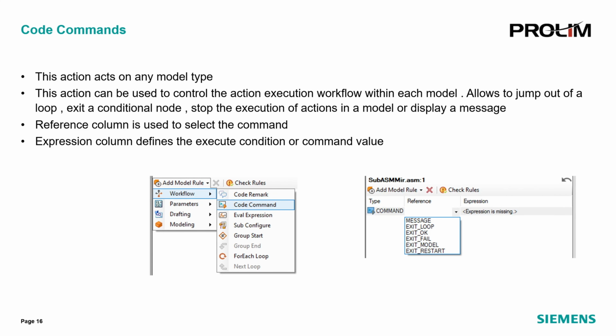Next, we have code commands. Again, this action acts on any model type. This action can be used to control the action execution workflow, which will allow you to jump out of a loop, exit a conditional node, or stop the execution of the model actions. Under the references column, you can select the specific command. We have 6 different types of code commands: message, exit loop, exit OK, exit fail, exit model, and restart. Under expressions, you can define the execute condition or the command value.